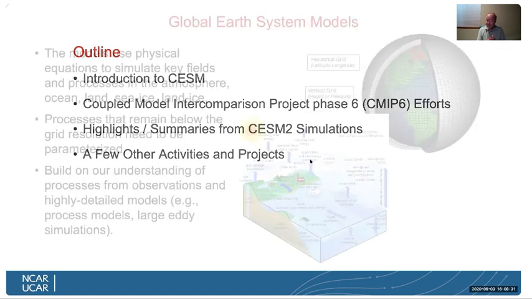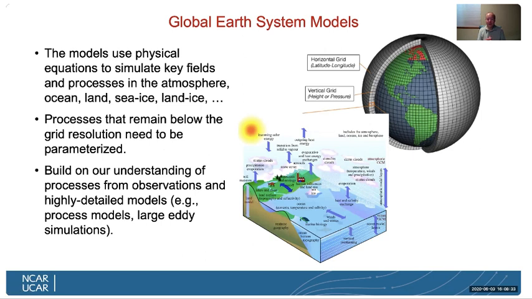So this is very basic, and I'm pretty sure everybody in the audience knows about this, but I just wanted to clarify what we are doing. We are essentially creating a model to simulate the global Earth system. These models, as many of you know, use physical equations to simulate key fields and processes in various components. Some of them are listed here: atmosphere, ocean, land, sea ice, land ice, and we also have waves in our coupled system.